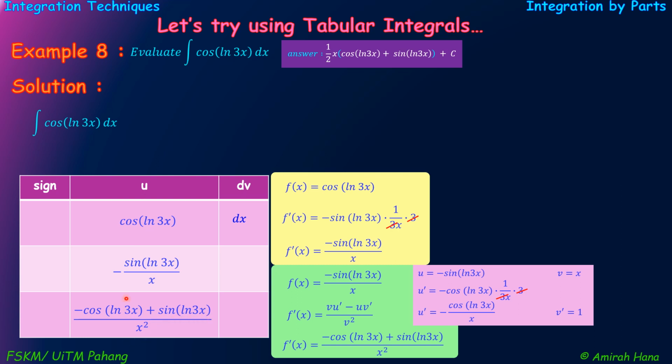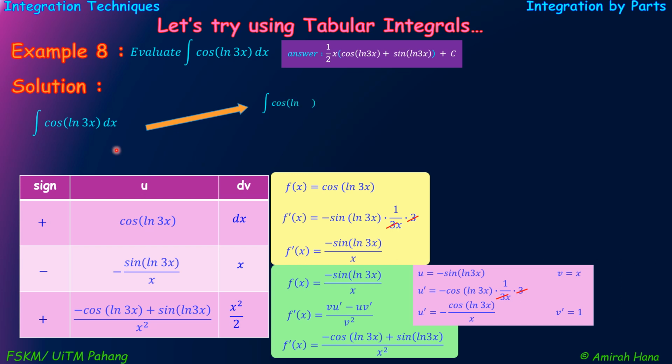Alright. Now we get a term containing cos ln 3x. Okay. So we can stop the row here. And then we finish column sign. We start with positive sign and then we alternate the sign. So positive, negative, and positive. Alright. And after that, we finish column dv. In column dv, we need to integrate. So we integrate dx, which means we integrate 1 dx. So we get x. Okay. And after that, we integrate x, we get x squared over 2.